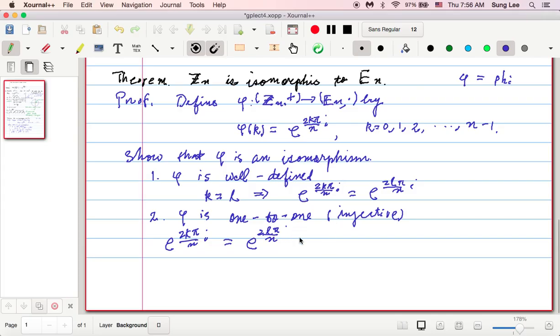So this means that something is missing, I deleted that. So this implies that using Euler's formula, cosine theta, no, not the cosine theta.